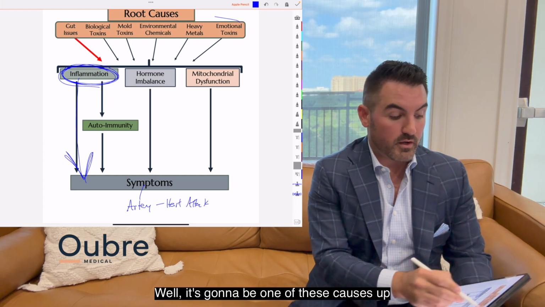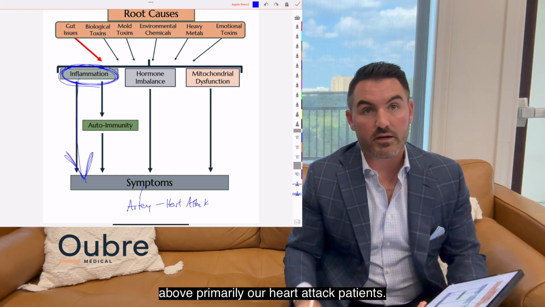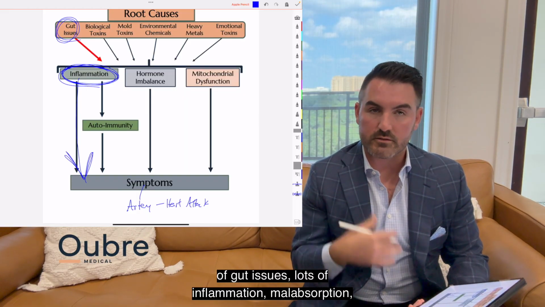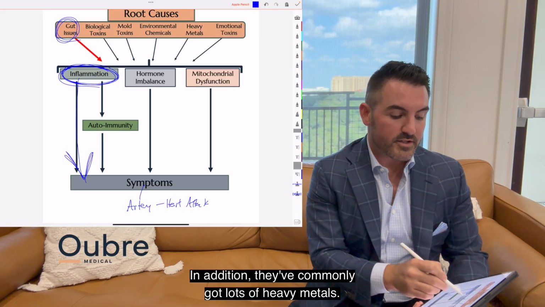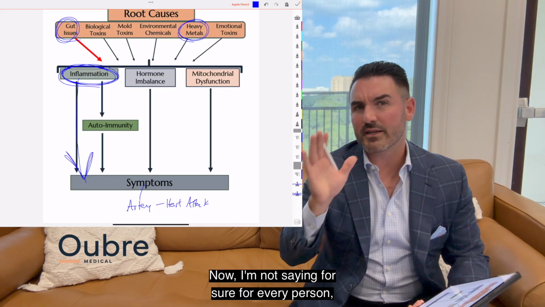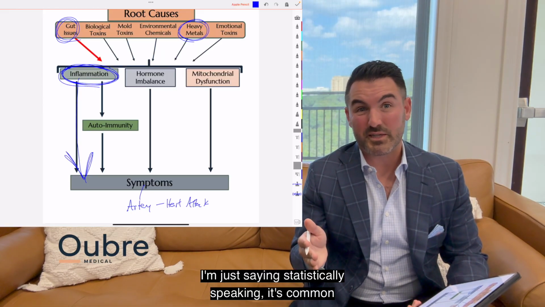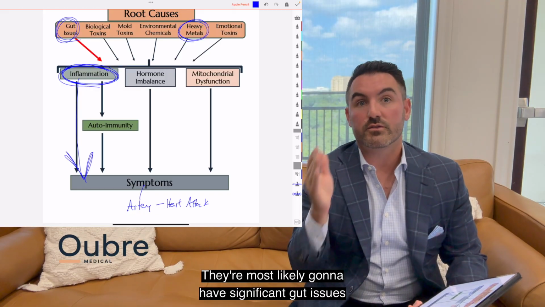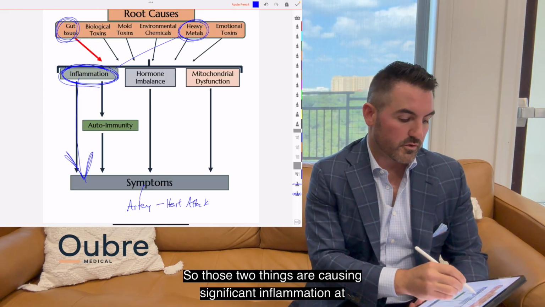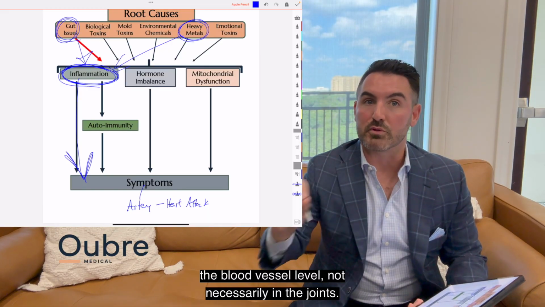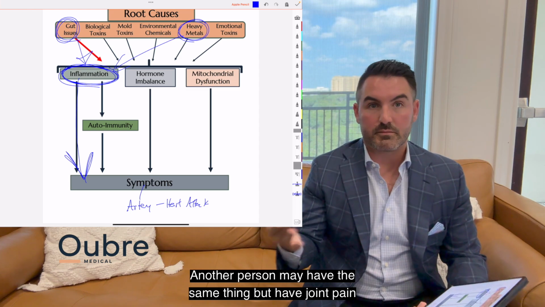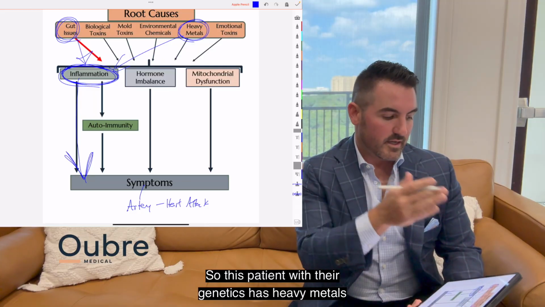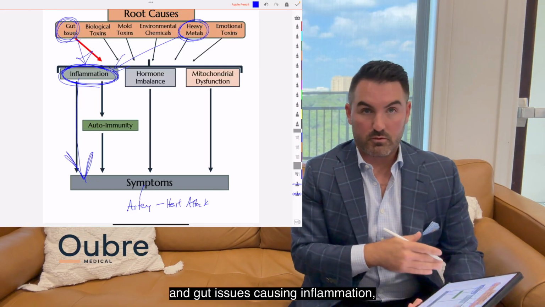Why are you inflamed? Well, it's going to be one of these causes up above. Primarily, our heart attack patients, our atherosclerosis patients, usually have lots of gut issues, lots of inflammation, malabsorption, nutrition issues. In addition, they've commonly got lots of heavy metals. Now, I'm not saying for sure for every person. I'm just saying, statistically speaking, it's common for a heart disease patient. They're most likely going to have significant gut issues and heavy metal issues. Every person is unique. So those two things are causing significant inflammation at the blood vessel level, not necessarily in the joints. Another person may have the same thing but have joint pain and autoimmunity, not heart disease. So this patient with their genetics has heavy metals and gut issues causing inflammation, which is causing symptoms.